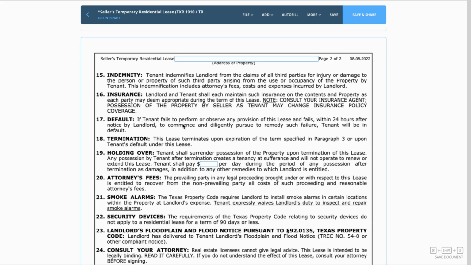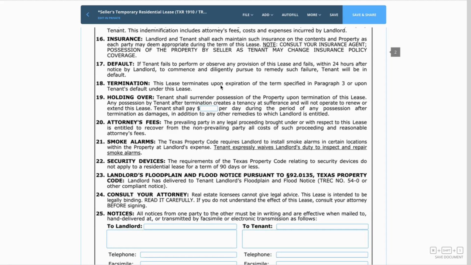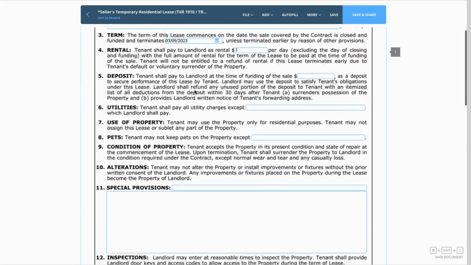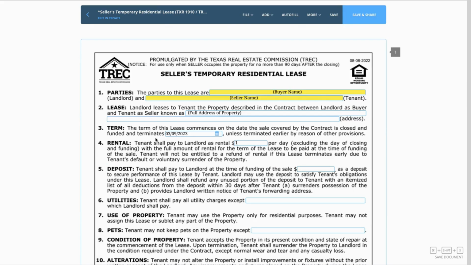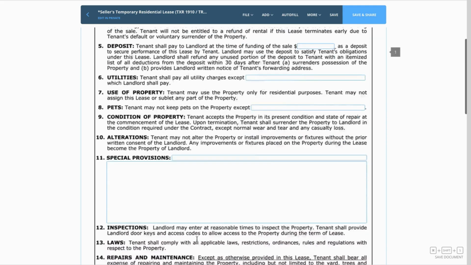Default. If the tenant fails to perform or observe any provision of this lease and fails, within 24 hours after notice by the landlord, to commence and diligently pursue to remedy such failure, the tenant will be in default. Termination. This lease terminates upon expiration of the term specified in paragraph 3 or upon tenant's default under this lease, meaning that date right there, or we default, or they move out a little earlier.